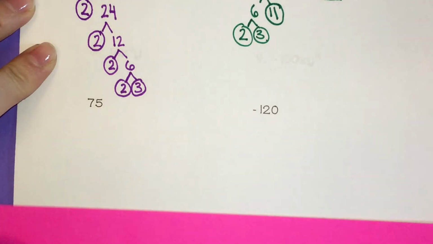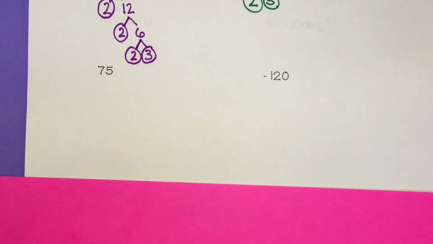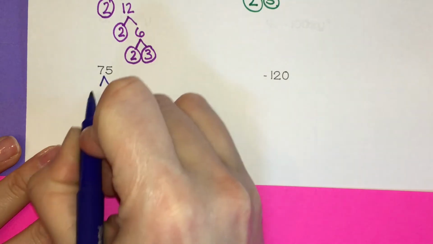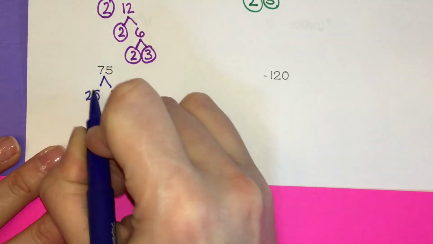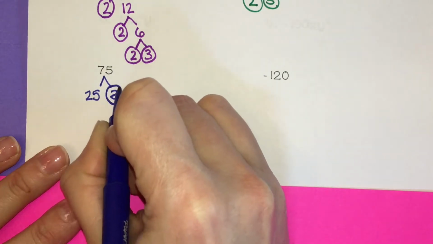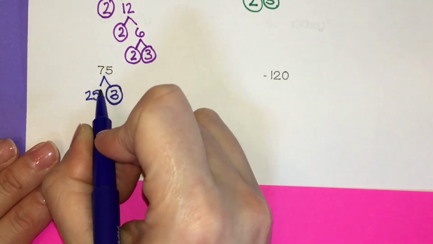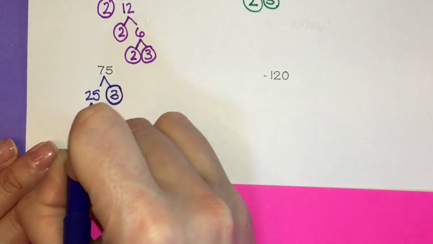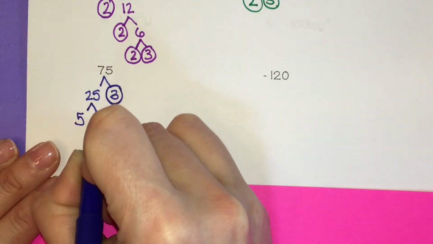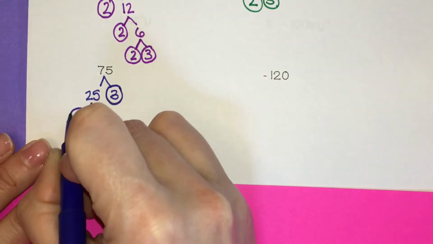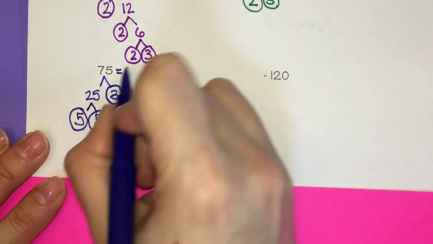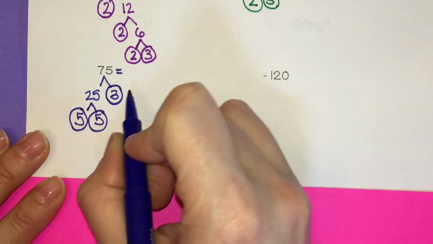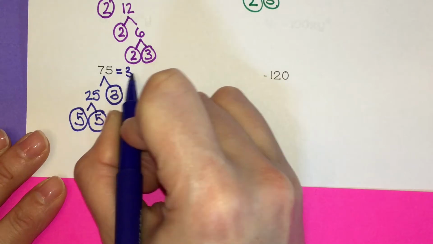Okay, so I have a couple more here. 75, again, I'm going to do the factor tree, and I'm going to say that 25 times 3 gives me 75. In this case, 3 is prime, so I'm going to circle it, but I still need to break down 25. 25 is 5 times 5. 5 is prime, and so is 5. Okay, so 75 breaks down to, I'm going to go in order from smallest to largest, 3 times 5 times 5.